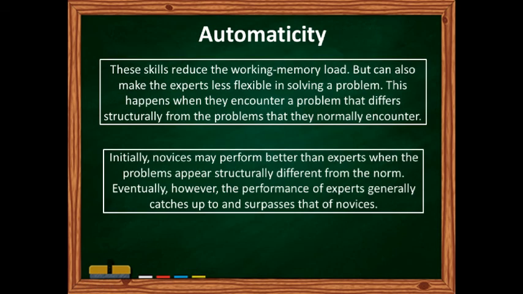Automaticity. These skills reduce the working memory load, but can also make the experts less flexible in solving a problem. This happens when they encounter a problem that differs structurally from the problems that they normally encounter. Initially, novices may perform better than experts when the problems appear structurally different from the norm. Eventually, however, the performance of experts generally catches up to and surpasses that of novices.